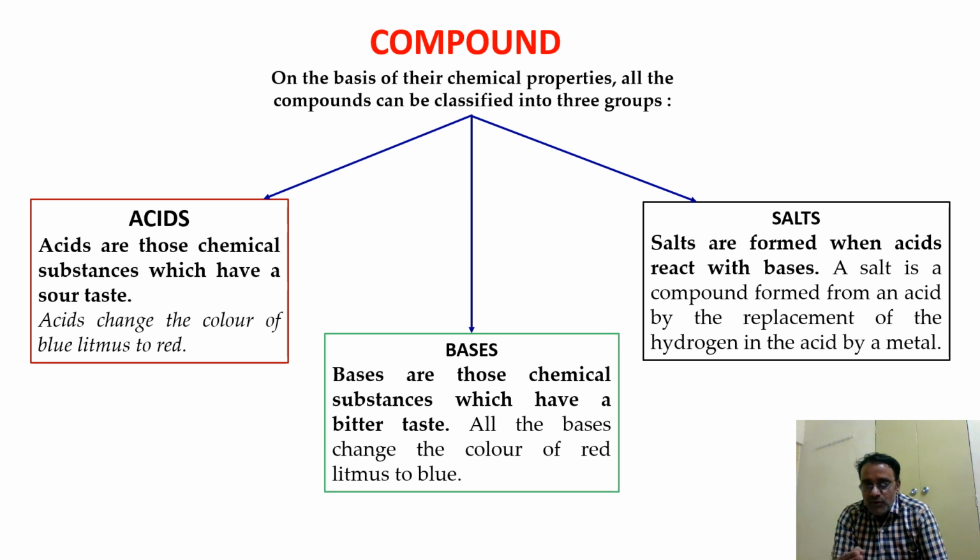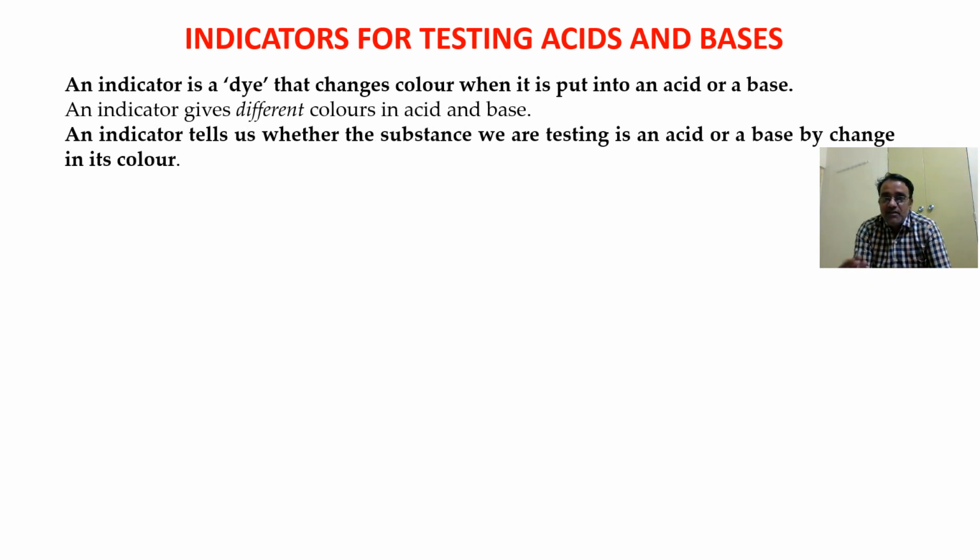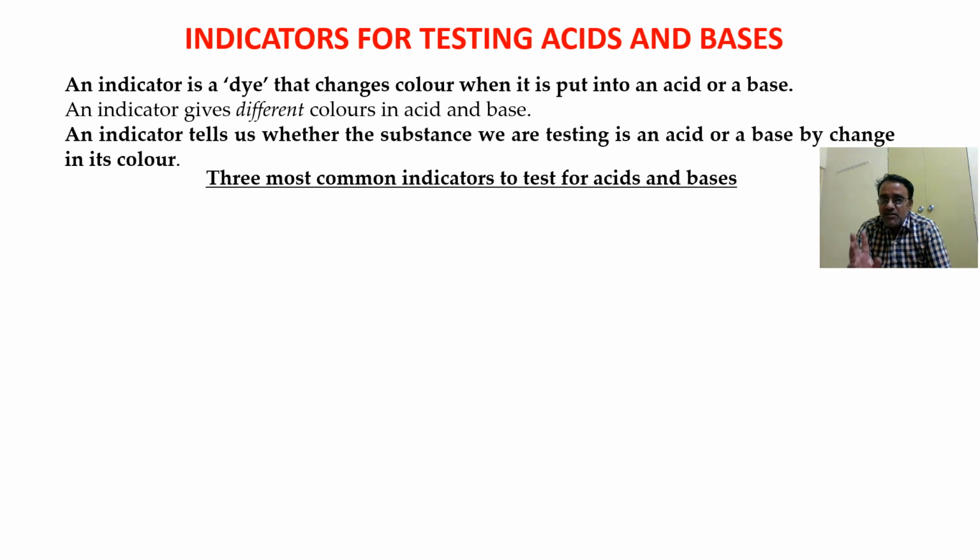Before starting acids, I would like to start one more topic, that is indicators for testing acids and bases. So what is an indicator? An indicator is a dye that changes color when it is put into an acid or base. An indicator gives different colors in acids and bases, and accordingly we can identify which is acid and which is base. An indicator tells us whether the substance we are testing is an acid or a base by the change in its color. There are 3 most common indicators to test for acids.